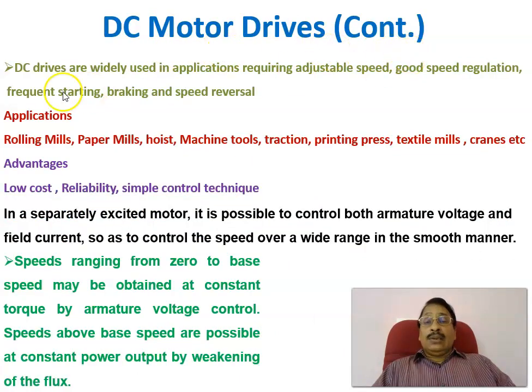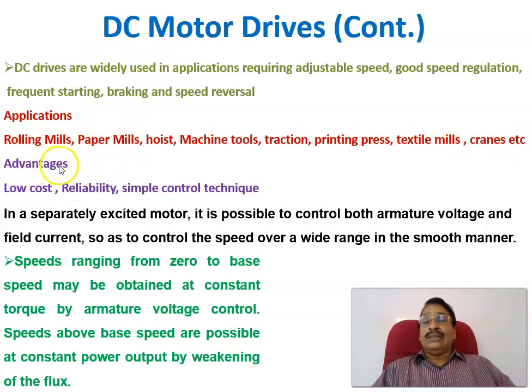Continuing DC motor drives. DC drives are widely used in applications requiring adjustable speed, good speed regulation, frequent starting, braking, and speed reversals. These type of applications, DC drives are widely used. And based on that, the applications are rolling mills, paper mills, hoist, machine tools, traction purpose, and printing press, textile mills, cranes, etc. A wide application is the DC motor drives.